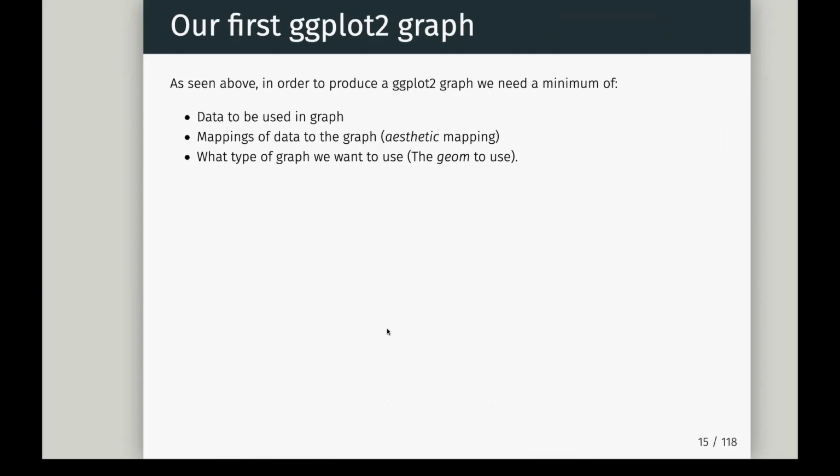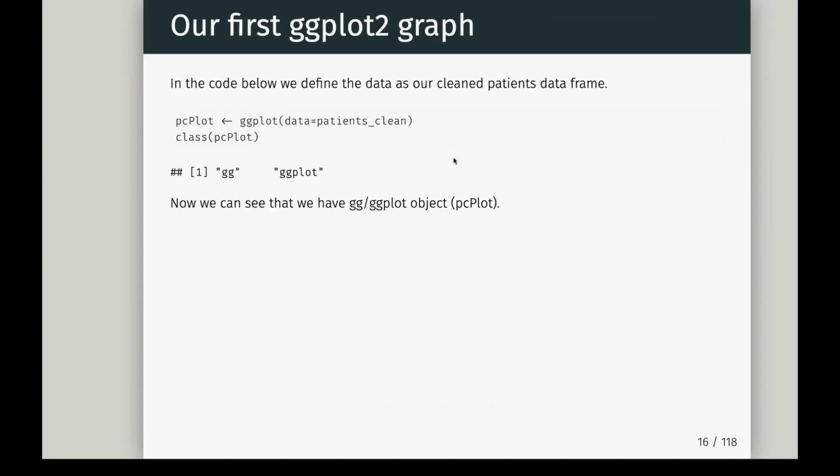As we've just been through, in order to produce a ggplot graph, we need a minimum of data to be used, the mapping of that data to elements of the graph, which is called our aesthetic mapping, and what type of graph we want to use, and that's the geom. So I'm going to build this up a little differently than you'd ever do, but I just want to show you the components of the actual object. I don't actually need to provide that aesthetic mapping up front. I can just do ggplot and provide a data frame, and that passes back an object.